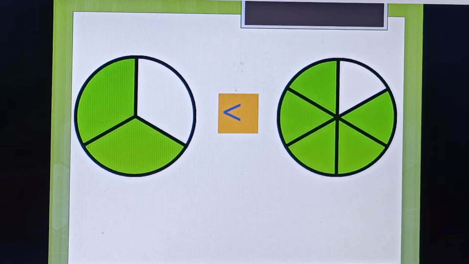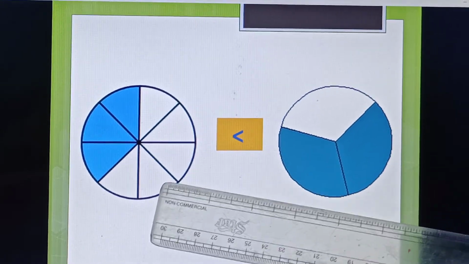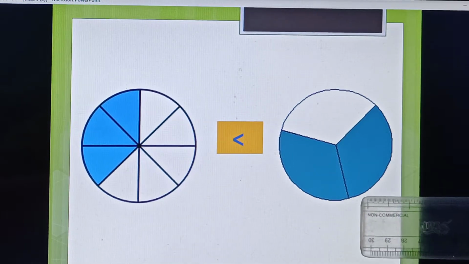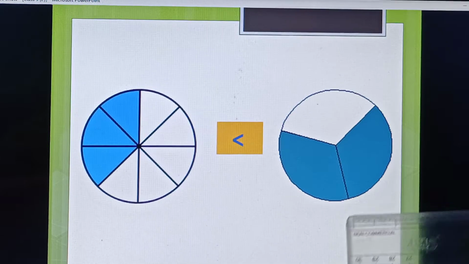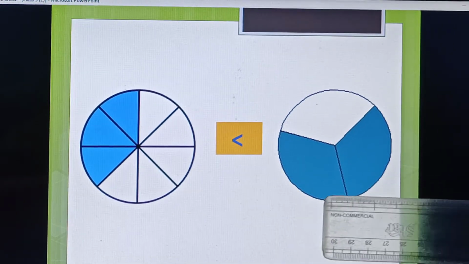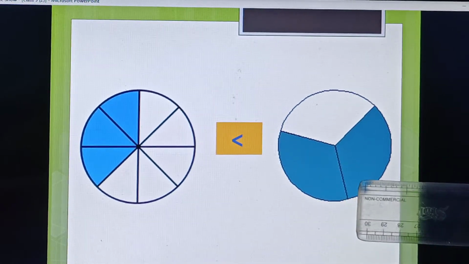Moving on to the next example. Here the fraction of shaded part shown is 3 by 8 and 2 by 3. When we compare 3 by 8 and 2 by 3, just by looking at the shaded parts, we can observe that 3 by 8 is smaller than 2 by 3.